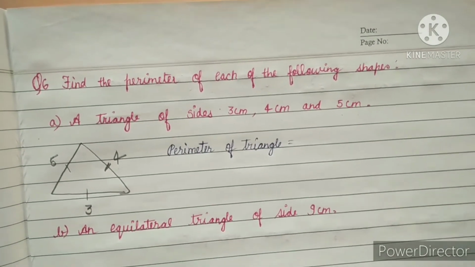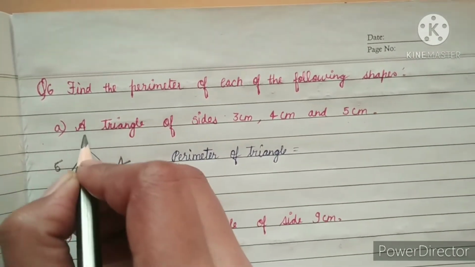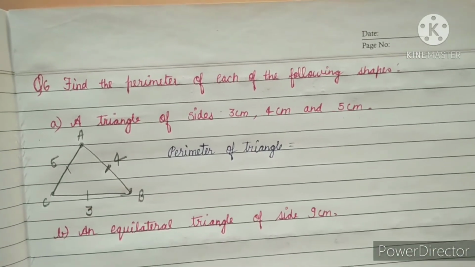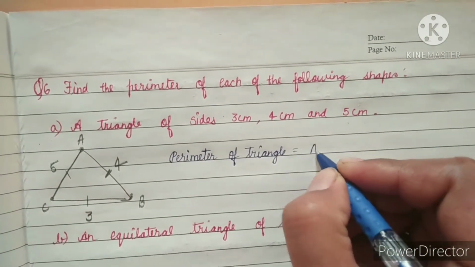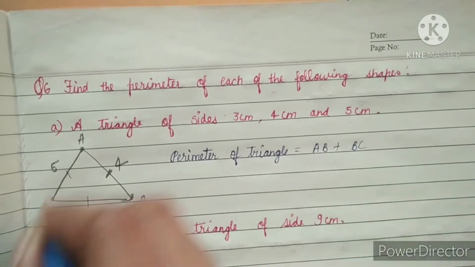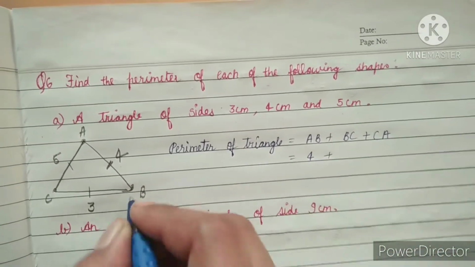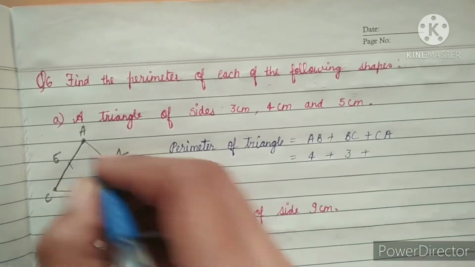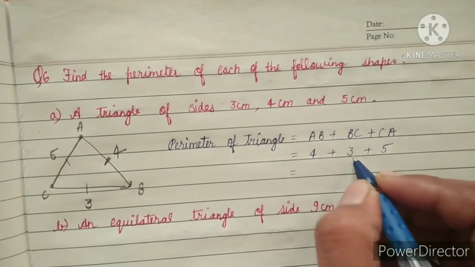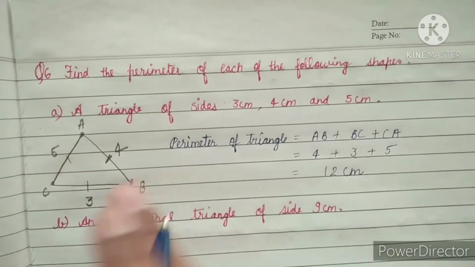The perimeter of any figure is the sum of all sides. For taking out the sum of all sides, firstly we will put the vertex names as A, B, C. So simply we will add all the sides: AB plus BC plus CA. AB is 4, BC is 3 and CA is 5. So 4 plus 3 is 7, 7 plus 5 is 12. So 12 centimeter is the perimeter of this triangle.